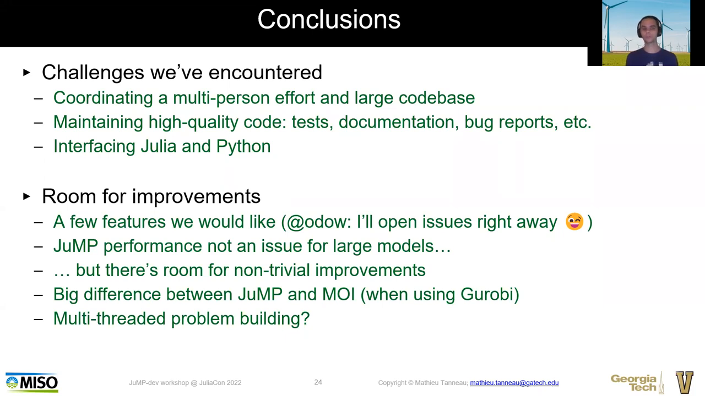We do think there's a little bit of room for improvement in JuMP. There are a few features that we would like to have. In terms of performance, we have not seen that to be a big issue for us. We do think that there's room for non-trivial improvements in performance. In particular, we've seen some large differences between JuMP and MOI when using this in conjunction with Gurobi. I think in the long term, one interesting direction would be to ask whether we can eventually support multi-threaded building of a problem, because that could potentially improve building time for large models that present themselves to optimization.